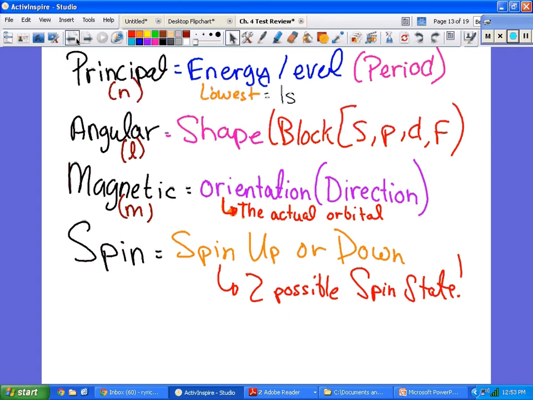Always start at the 1s. We're going to talk about why that's true in a few minutes. Angular, that's the shape. The shape refers to the block. Angular, shape, block: s, p, d, and f. Those are your three, or your four.